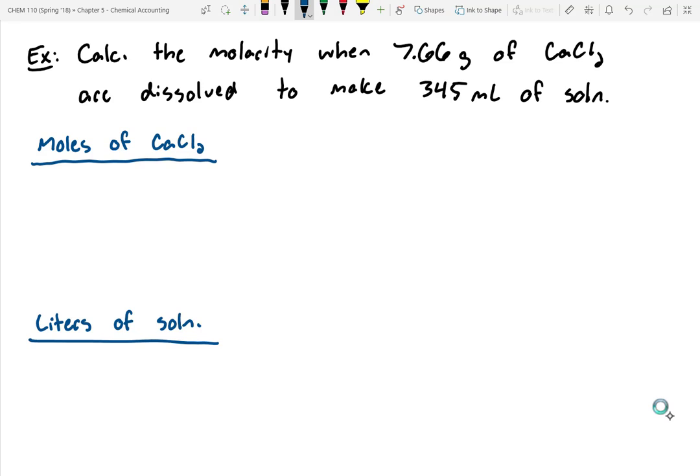All right, first thing I would do is try to find the moles of calcium chloride. We don't know the moles right off the bat, but we do know that we have 7.66 grams of calcium chloride. So we need to convert grams away. So I'm going to put grams on the bottom, and we need moles of calcium chloride on top. I'm going to slide this over.